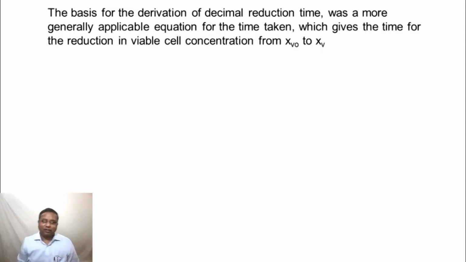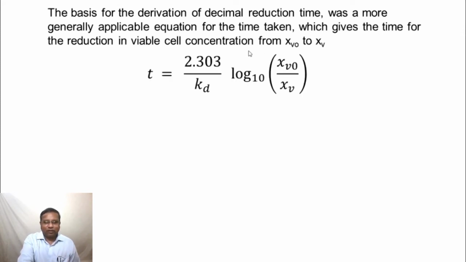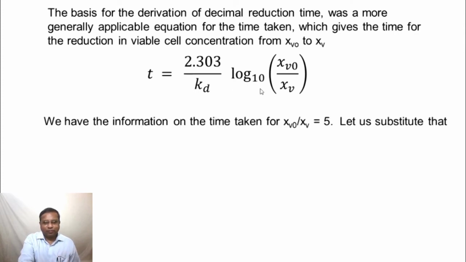To do that, let us go back and look at the basis for the derivation of decimal reduction time. I think we went through it during the review process. So this gives the time for the reduction in viable cell concentration from xv0 to xv. We had derived the time to be 2.303 by Kd log to the base 10 of xv0 by xv. We have the information on the time taken for xv0 by xv to be 5, or in other words, a 5-fold reduction from 100% to 20%.